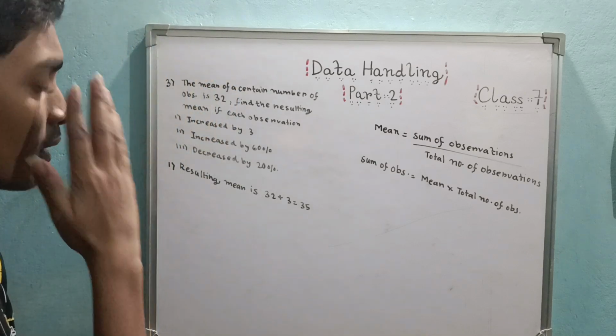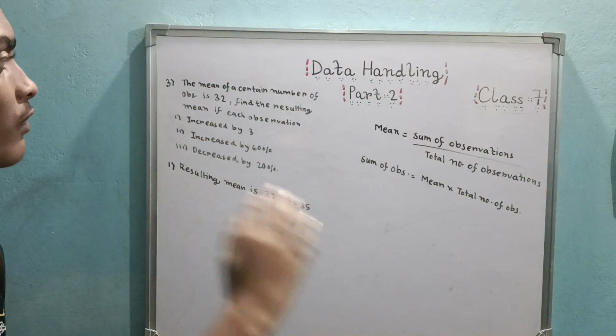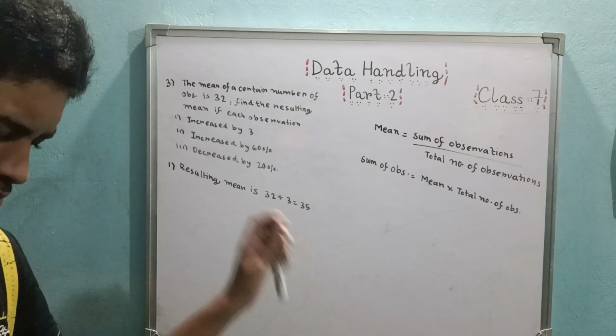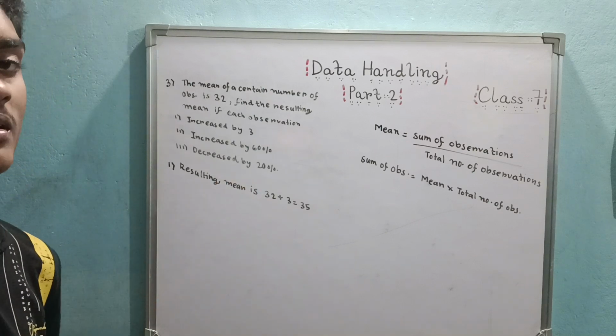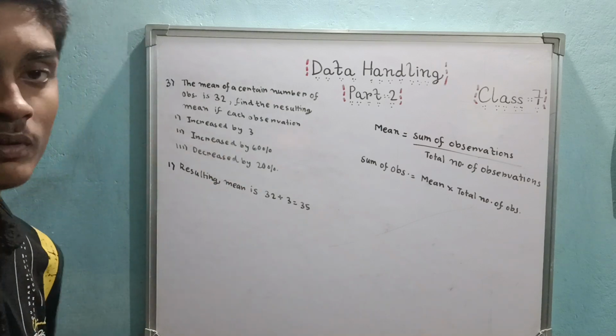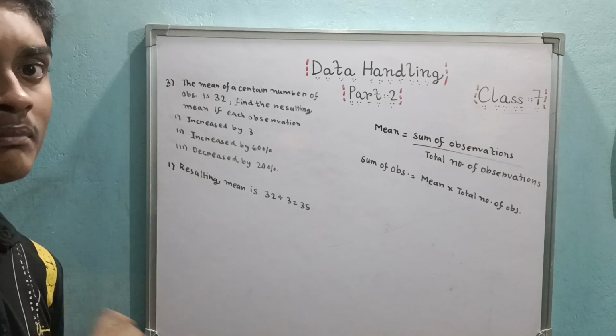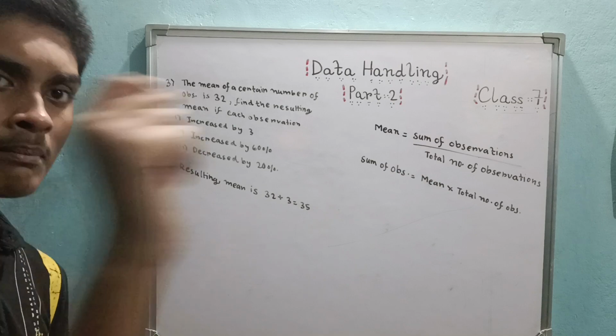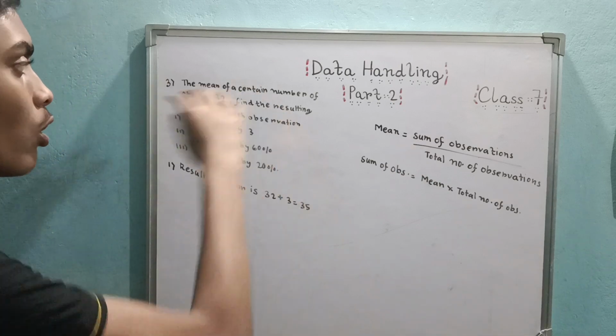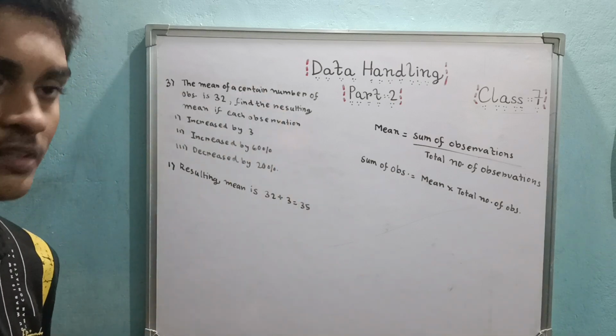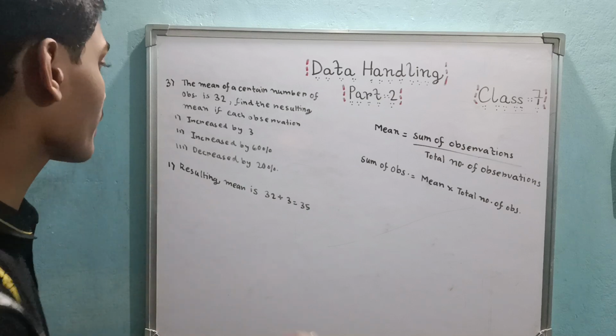I explained it to you: for any mean of a certain number of observations, if a certain mathematical operation is done on each of the observations, then the resulting mean is the same mathematical operation on the original mean. Just remember that. Then coming to the second case.